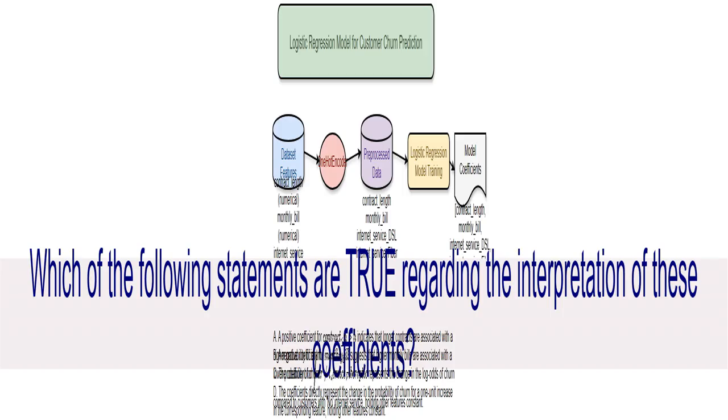I see a negative coefficient for monthly bill. That means, as the monthly bill increases, the log odds of churn decrease. In simpler terms, higher monthly bills are linked to a lower chance of customers leaving. It's important to remember we're talking about log odds, not the probability directly.